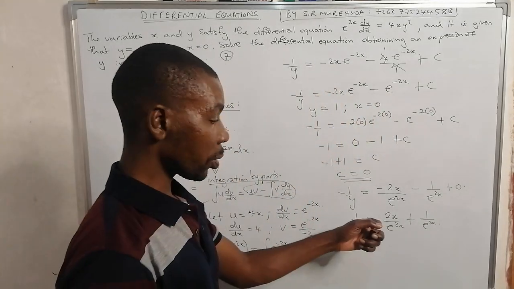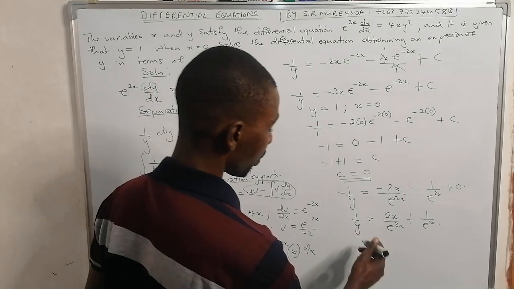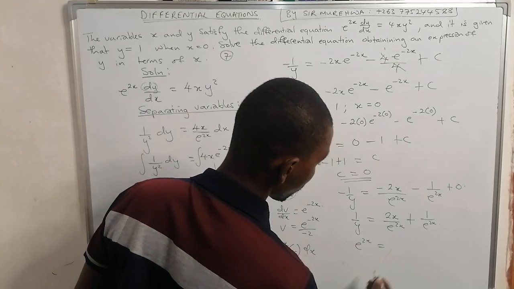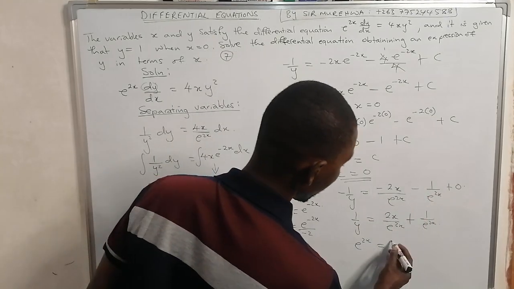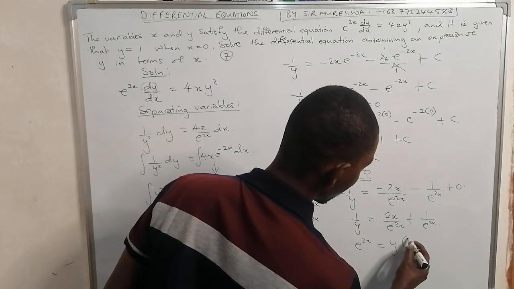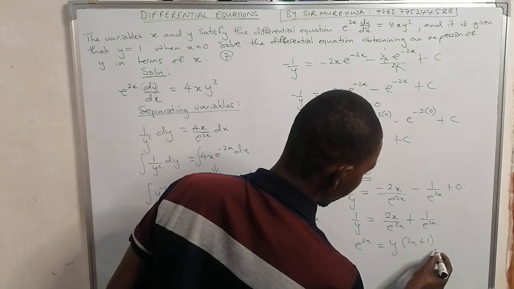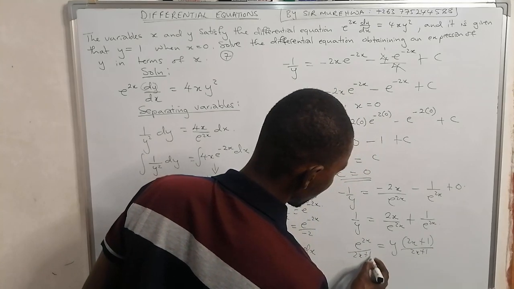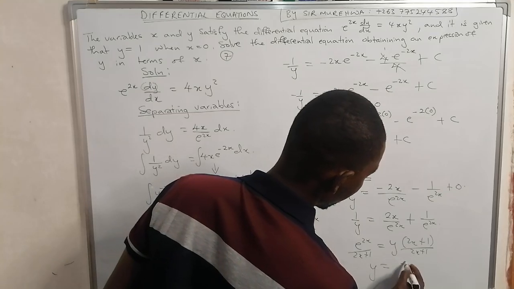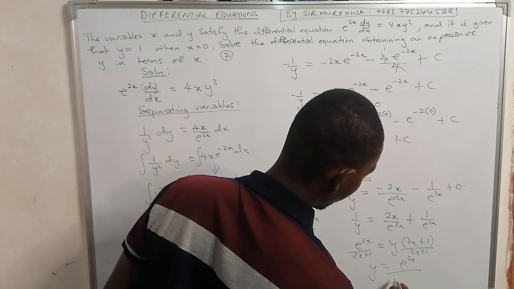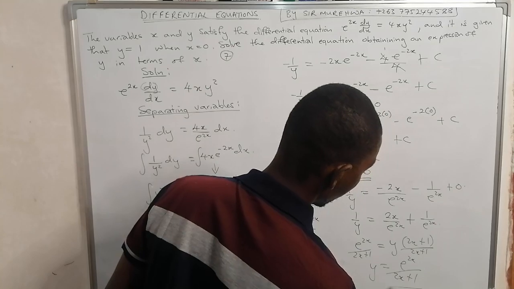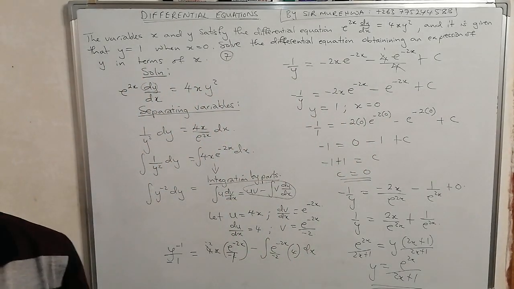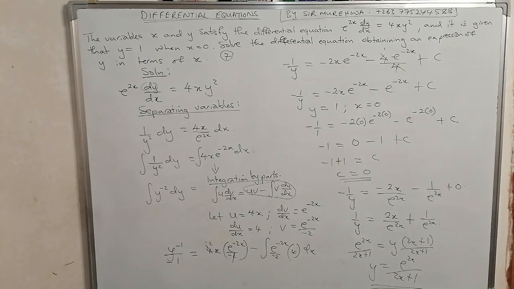Then multiplying throughout by e to the power 2x, this becomes e to the power 2x is equal to y times 2x plus 1. Then we divide by 2x plus 1 on both sides. Our y becomes e to the power 2x all over 2x plus 1. So this is how we express y in terms of x.